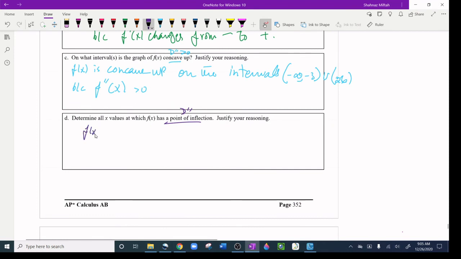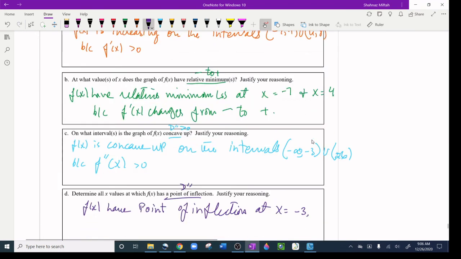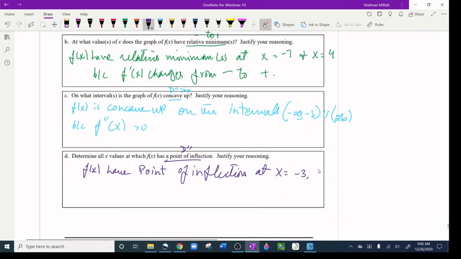So f of x has points of inflection at x equal negative 3, 2, and 6, because f double prime x changes sign.